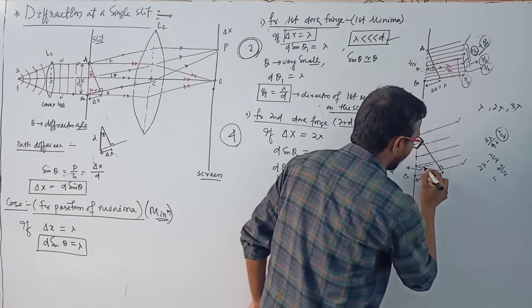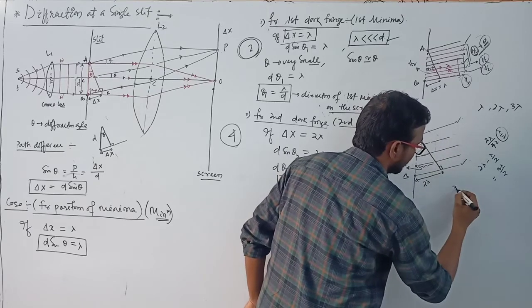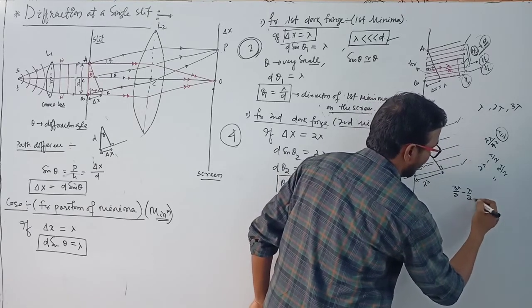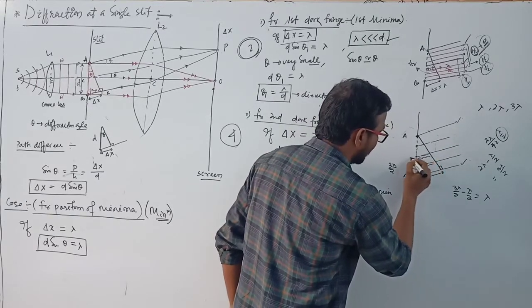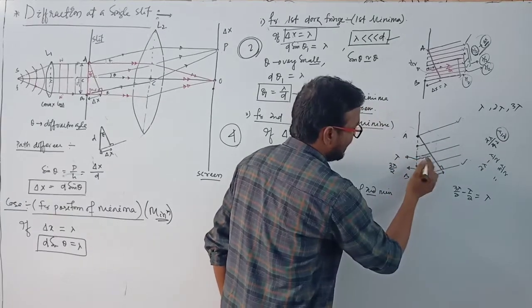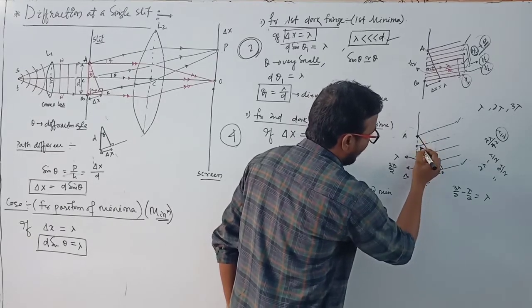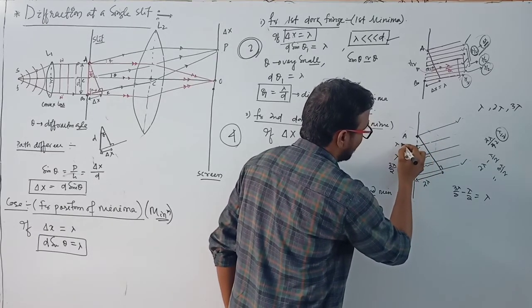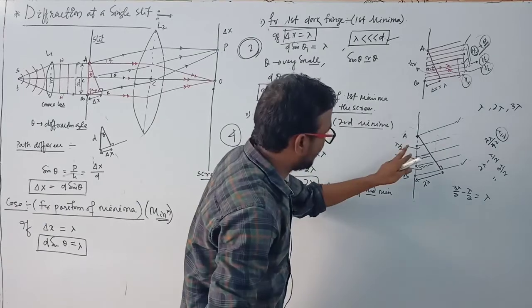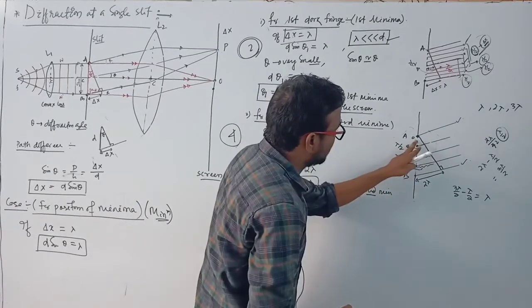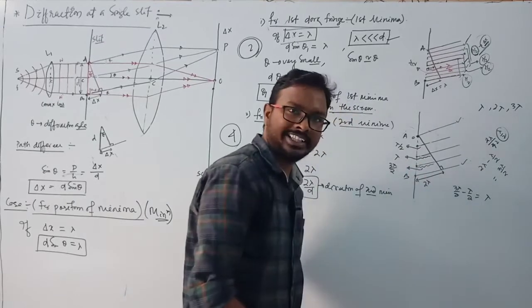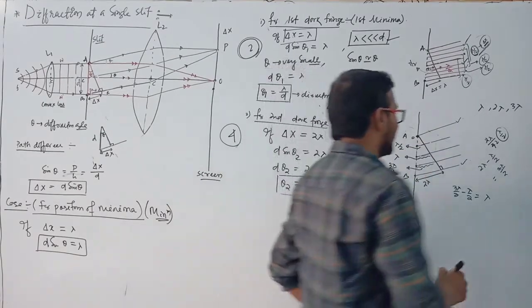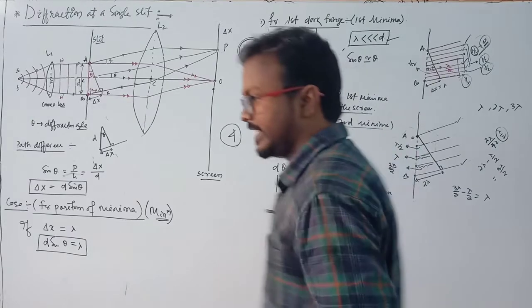Again, here 3 lambda by 2 and this path difference is lambda by 2. So 3 lambda by 2 minus lambda by 2 equal to lambda. So this path difference we get here is lambda. Again, this is lambda, and here lambda by 2. The path differences are 0, lambda by 2, lambda, 3 lambda by 2, and finally we get 2 lambda. Clear? So in this way we divide this interference pattern.